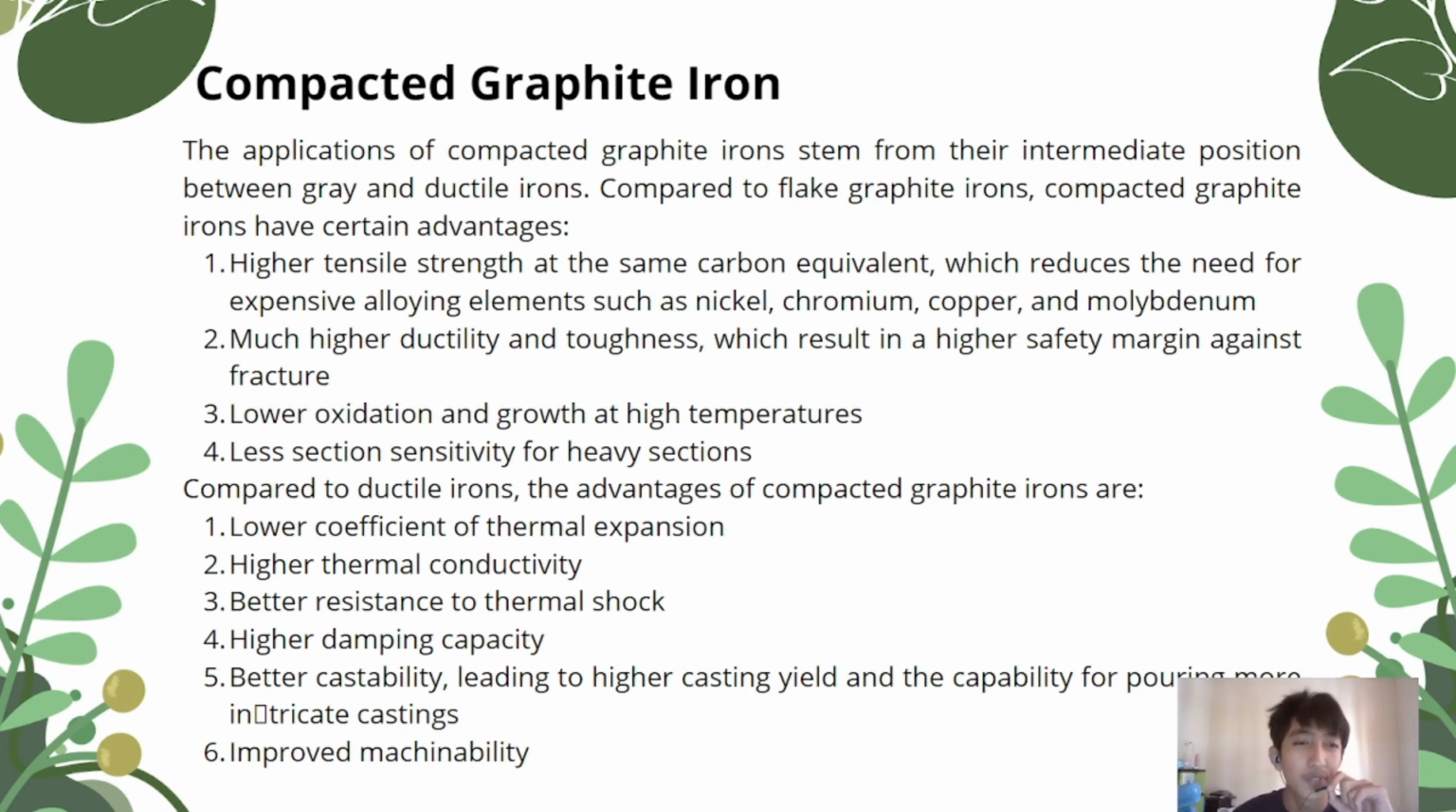Okay, compared to ductile irons, the effects of compacted graphite iron are: the first is lower coefficient of thermal expansion. Next is higher thermal conductivity, next is better resistance to thermal shock, higher damping capacity, better machinability leading to higher casting yield, and the capability for pouring more intricate castings, and finally is improved mechanical properties.